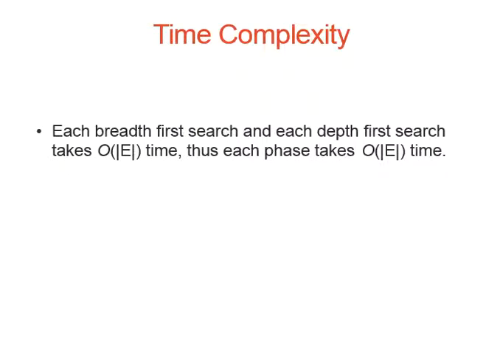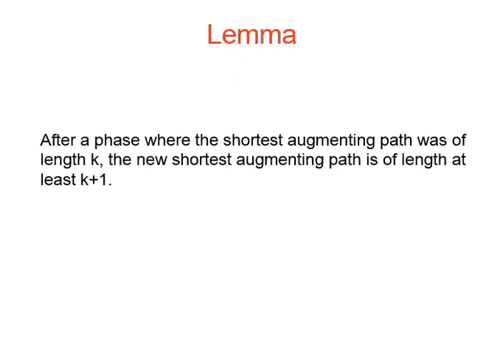The Hopcroft-Karp algorithm runs in O(e√v) time. Each breadth-first search takes O(e) time, as it visits each edge at most once. Similarly, each depth-first search takes O(e) time, so each phase takes O(e) time. The algorithm terminates in O(√v) phases.